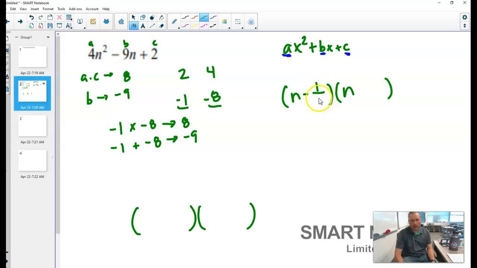So this is the hard thing. You got to remember to do this. The a for this one is 4, so this is going to be -1 over 4, and for this one it's going to be -8 over 4. So I always have to divide it by a when I put them in there.